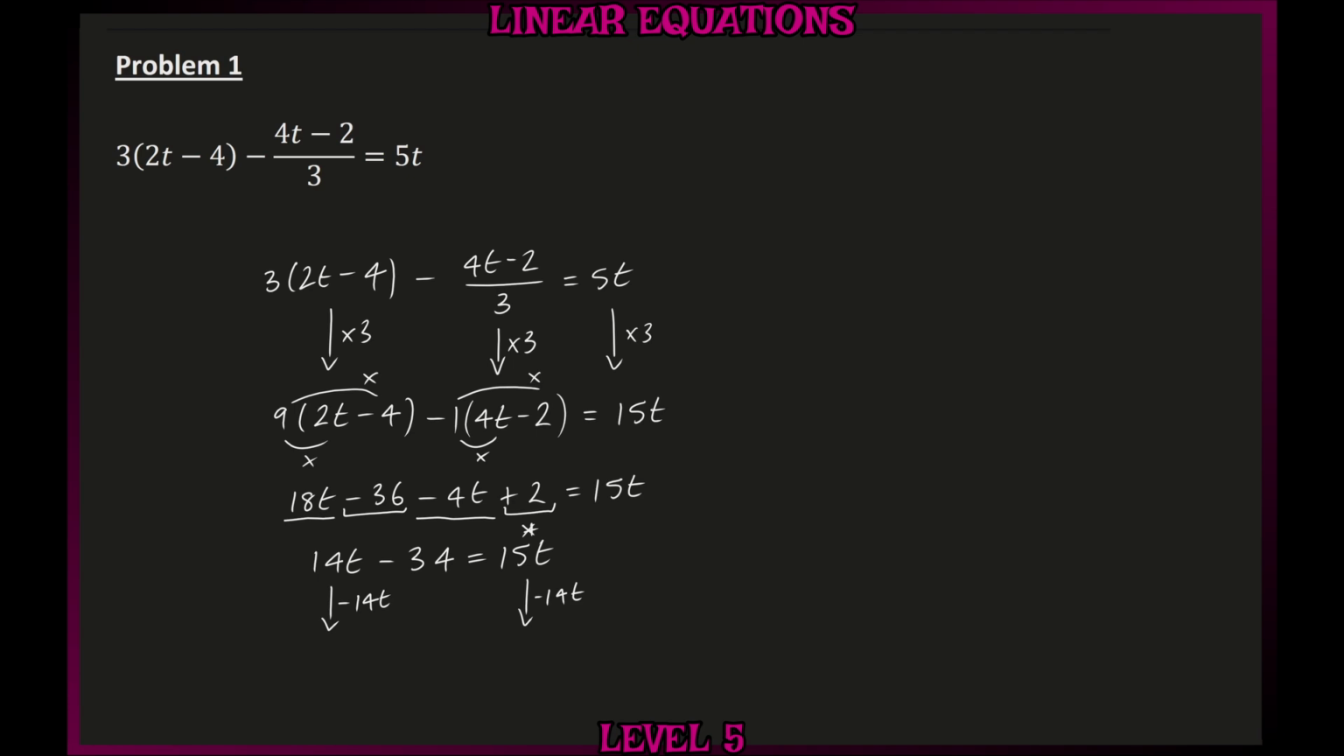And on the left, the 14t and the minus 14t become 0, so we're just left with minus 34. And on the right, 15t minus 14t gives us 1t, or just t. So our final answer for problem 1 is t is equal to minus 34.